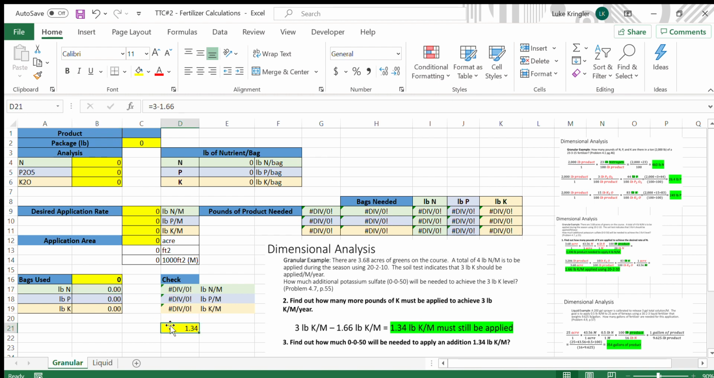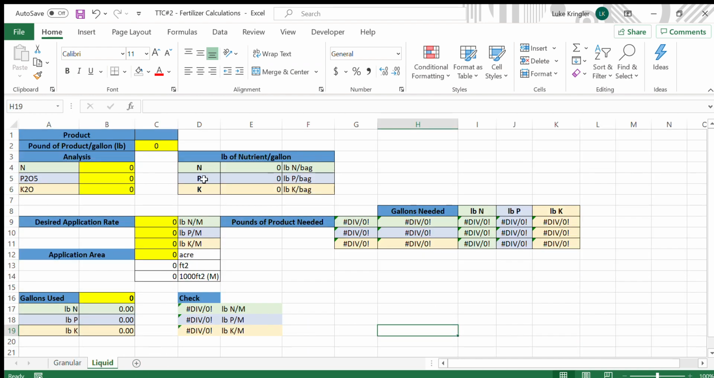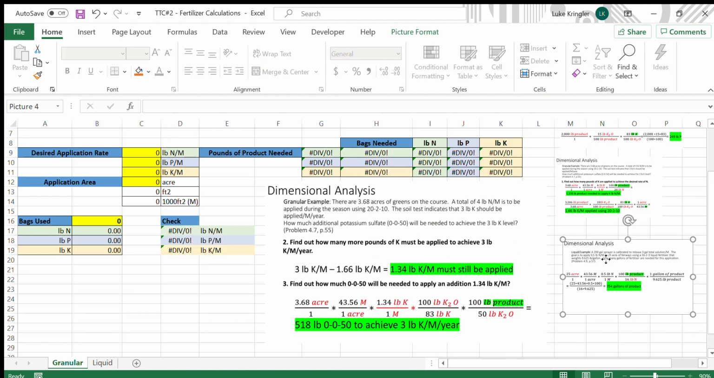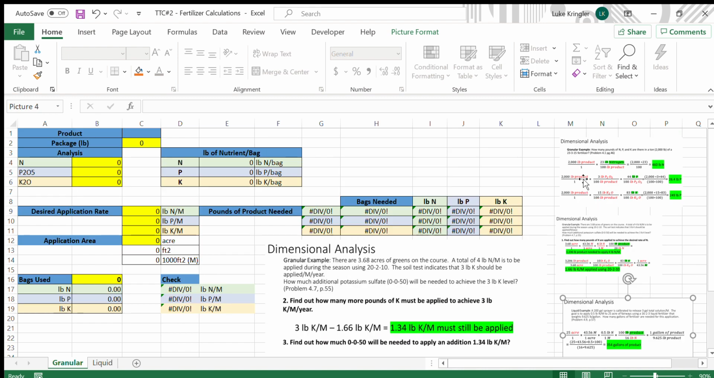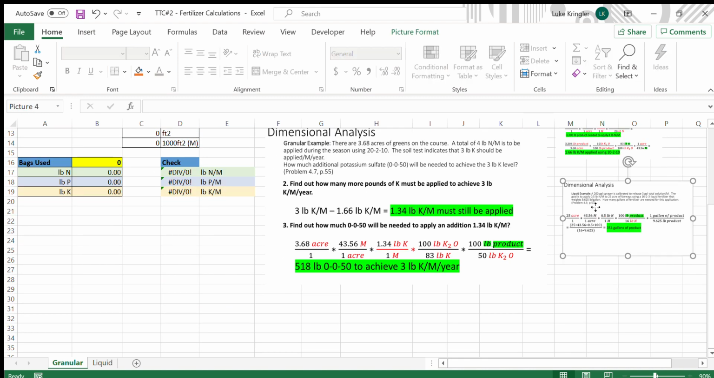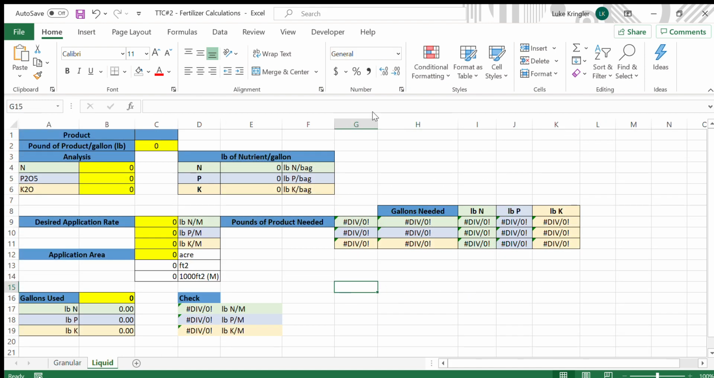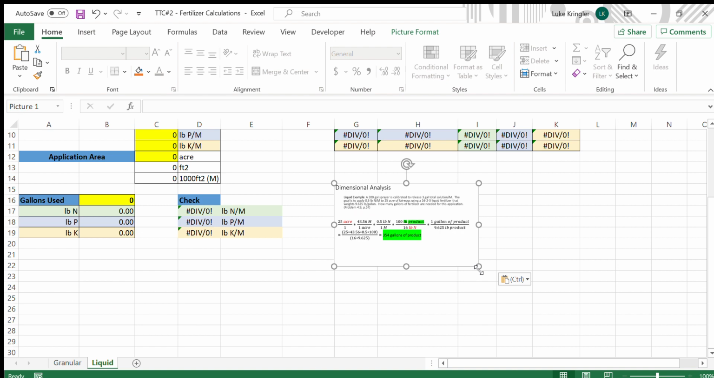And the last example that we're going to look at today is for a liquid fertilizer. So this same calculator can be copied into another sheet, and you just name this one liquid. And let me bring over my problem real quick. Okay, here's our liquid problem.